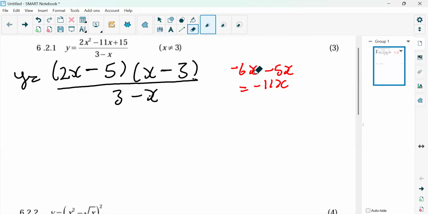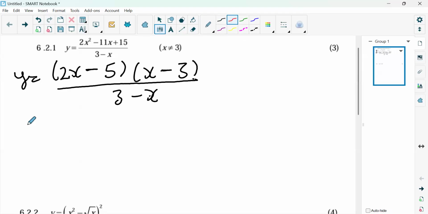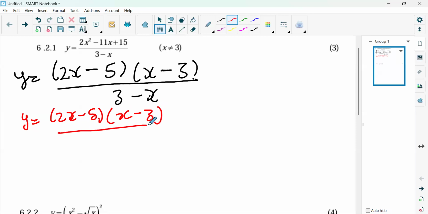Now, as you can see here, we have a problem because the numerator says x minus 3, but the denominator says 3 minus x. But there's a way in which we can make those two things look alike, by factorizing this. We're going to take out a negative as a common factor on the denominator. So let's write our numerator: y equals open bracket 2x minus 5, close bracket, times x minus 3, and then all over x minus 3, and then all over, we're going to say minus open bracket. Does that make sense?